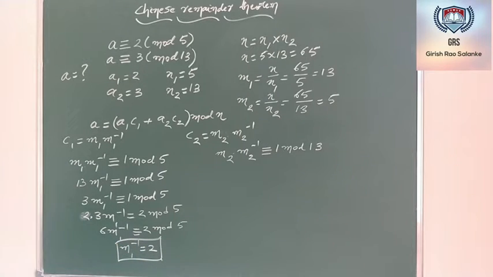Please note, I'll repeat once again. So this was 13 M1 inverse congruent to 1 mod 5. 13 mod 5 is 3. I wrote it as 3 M1 inverse congruent to 1 mod 5. Now I should have M1 inverse such that when I multiply with 3 and perform a mod operation with respect to 5, I should get the remainder as 1. So I multiply both the left hand side as well as the right hand side by 2. 2 into 3 M1 inverse is equal to 2 mod 5. So this is 6 M1 inverse congruent to 2 mod 5. So I got my M1 inverse as 2.